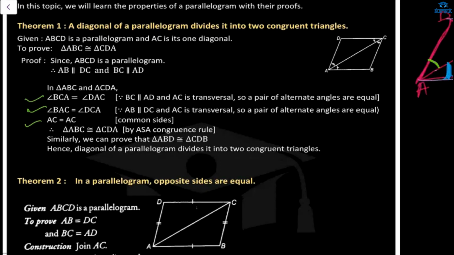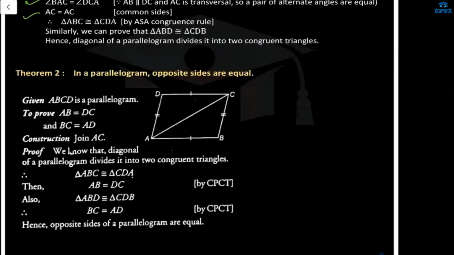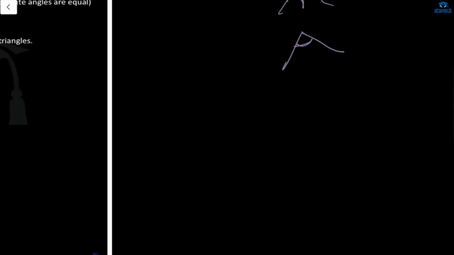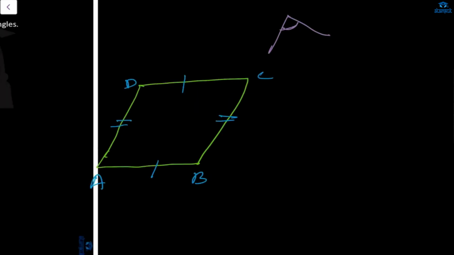Okay. Theorem 1 says what? That a diagonal of a parallelogram divides it into two congruent triangles. Okay. Now, this theorem 2, in a parallelogram, opposite sides are equal. Now, how can you prove that opposite sides are equal in a parallelogram? Anybody can tell? It is saying that this should be equal to this and this should be equal to this. Opposite sides are equal. I'll name them, say A, D. Okay, so we have to prove that opposite sides are equal to each other.